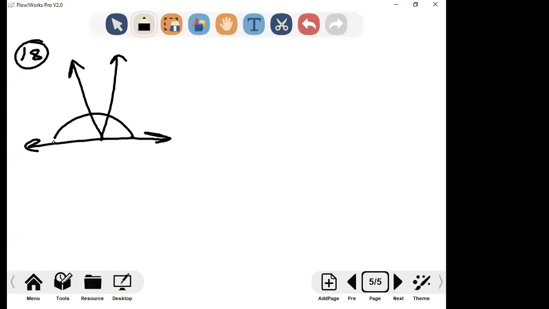So the sum of them should be 180 degrees. This angle X, this angle X, and the middle angle is 12 degrees. Okay, they want us to find what is the value of X. Let's find the value of X. We add them. The answer should be 180. So X plus 12 plus X equals 180.